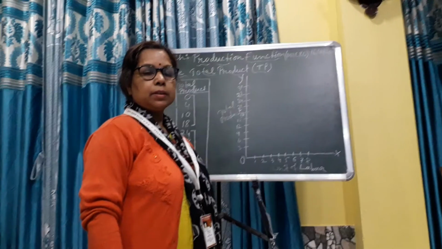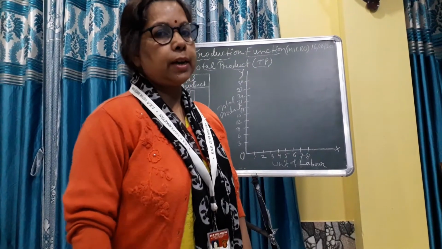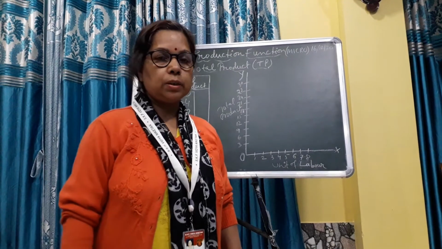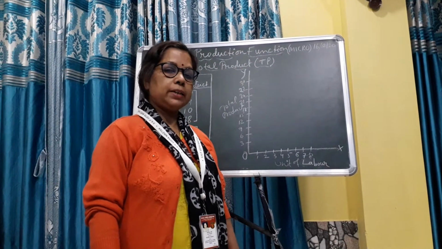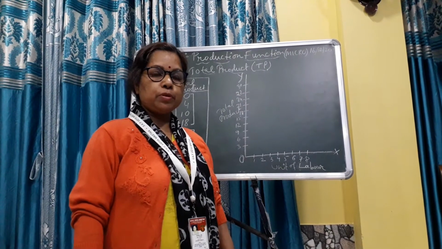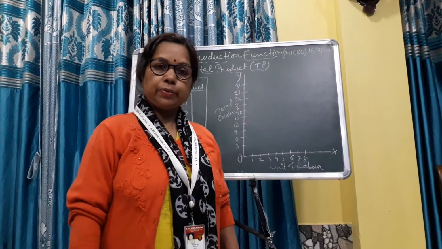Good morning students. Today I will explain the shape of total product, average product and marginal product. So what is the definition of total product? In the previous class I told you that total product means the total quantity produced with the help of inputs during a given period of time.